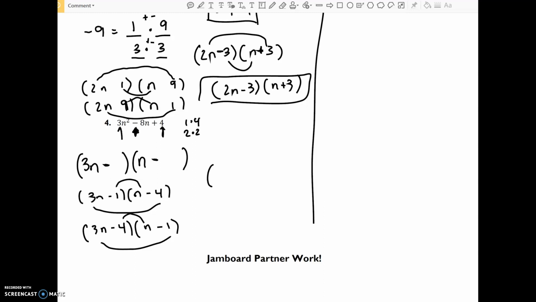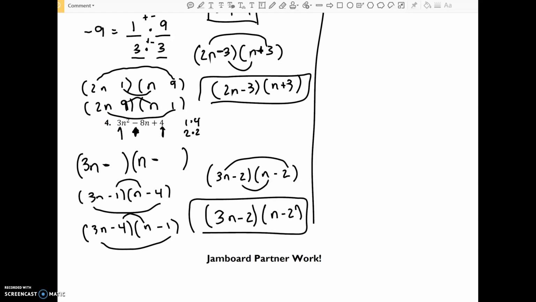With the 2's, what's nice is that they're the same number. Can't really mess up putting those in spots. This 3n times this negative 2 is negative 6n. This negative 2 times n is negative 2n. Negative 6n plus negative 2n is negative 8n. So there is our factored form, 3n minus 2 times n minus 2. Okay.